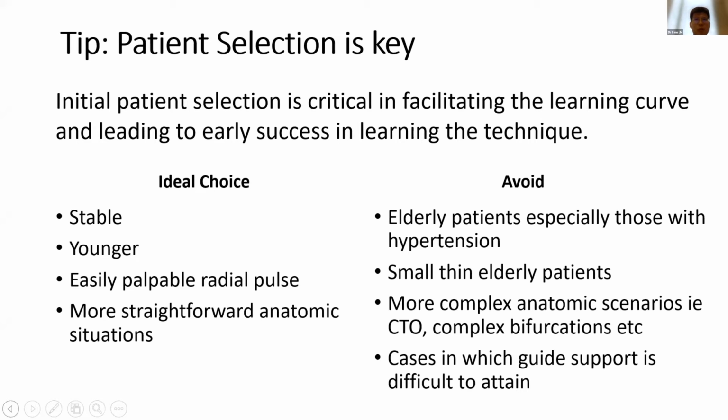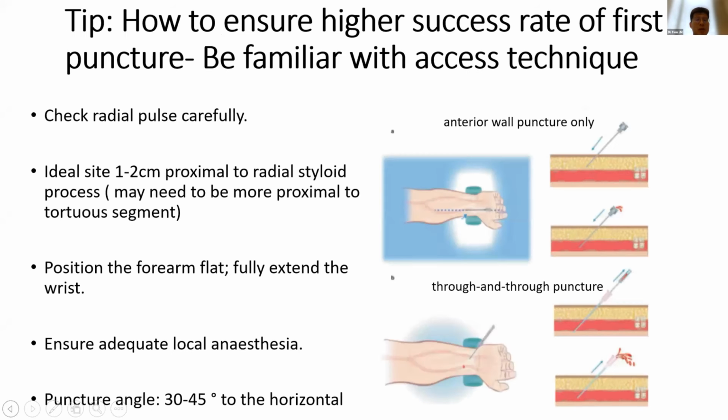It is also prudent to perform initial procedures on more straightforward anatomic situations, avoid complex lesions such as chronic total occlusions or complex bifurcations, or cases in which guide support is more difficult to obtain. Now, being proficient in vascular access is very important, especially since the radial artery is much smaller than the femoral artery. To ensure a higher success rate of first puncture, it is important to be familiar with the access technique.